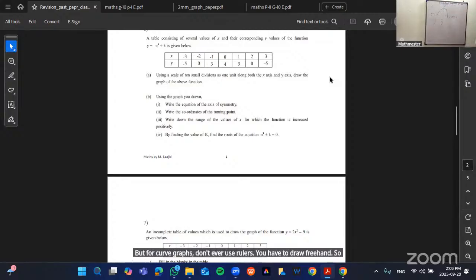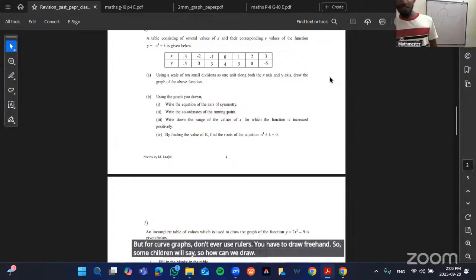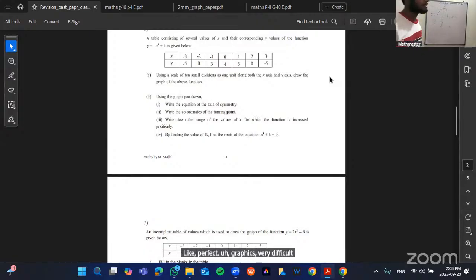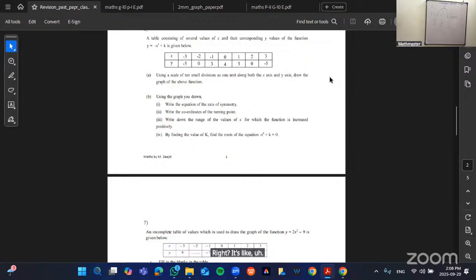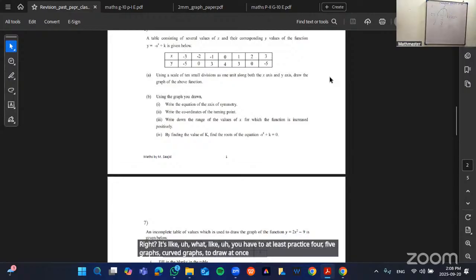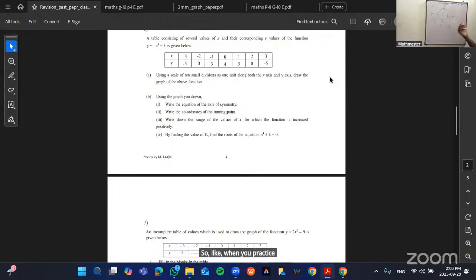Some children will ask, how can we draw perfect curve graphs? It's very difficult. Yes, it's very difficult. But the only thing you can do is practice drawing graphs. That is the only method to excel. You have to practice at least 4-5 curve graphs at once. You can take something like carbon paper and practice perfect curves. When you practice 2, 3, 4, 5 times, it automatically comes. But don't use rulers. That is a very wrong method.